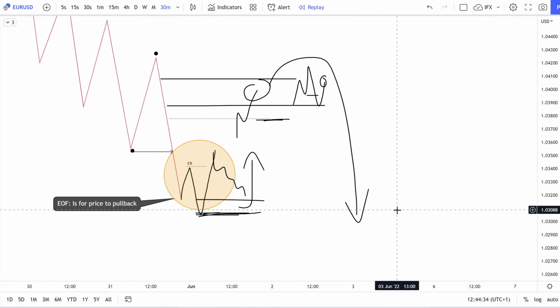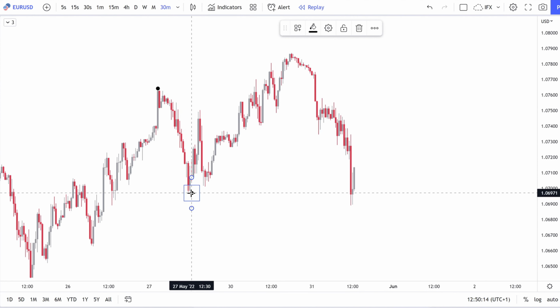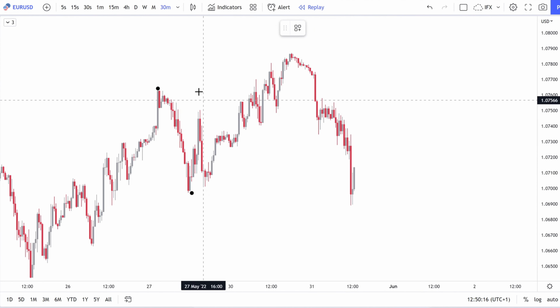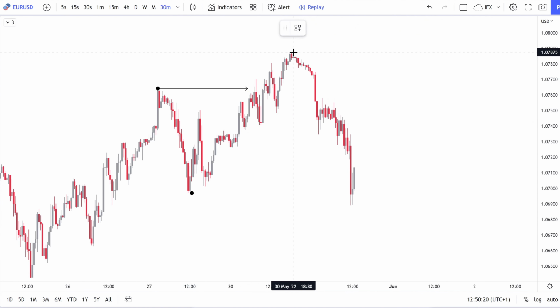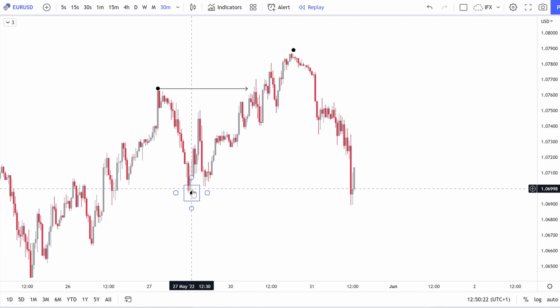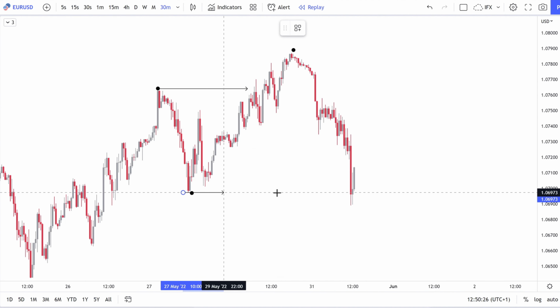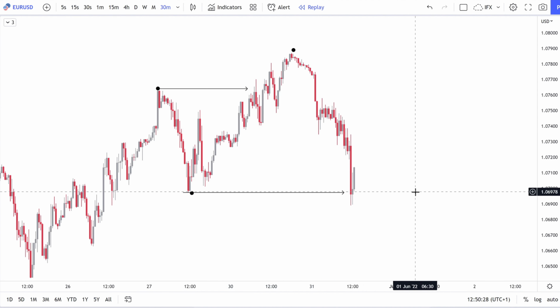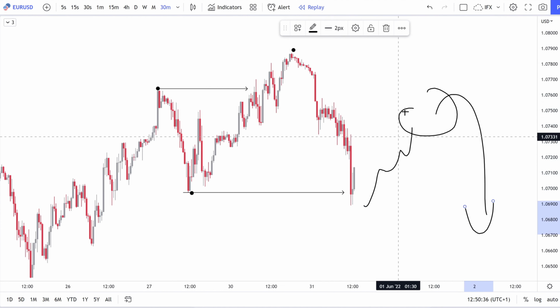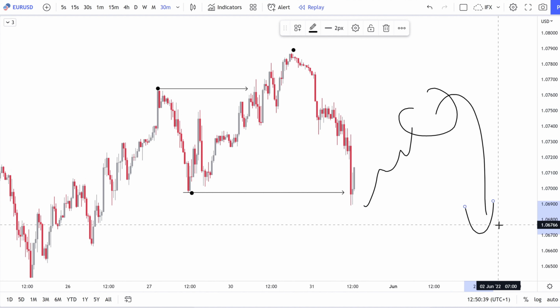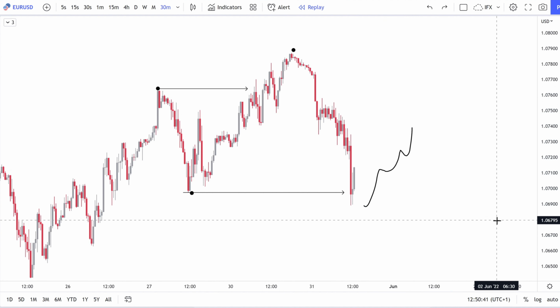So price was initially making higher highs and higher lows. We had broken structure here and we made this high. It's completely fine. And eventually, this low failed. So once this low fails, our expectation of order flow is for price to pull back, and then after it pulls back, continue on its next impulse.